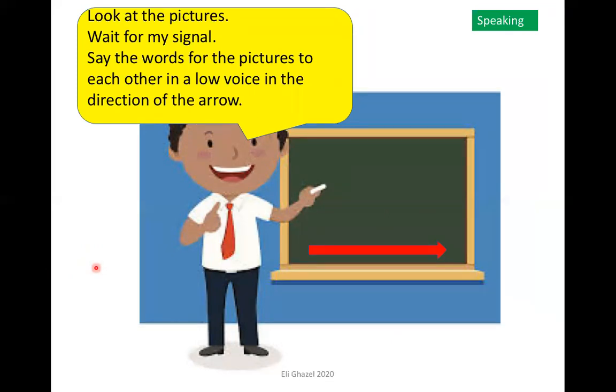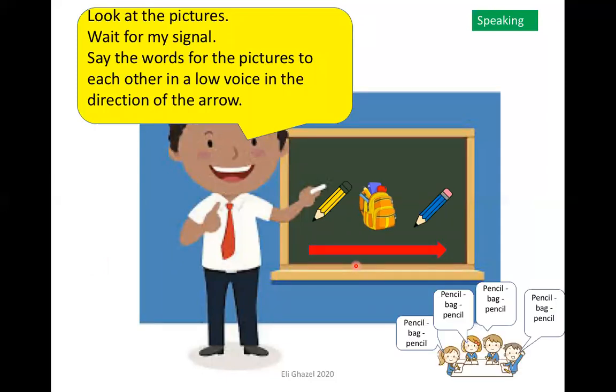Let's try it again. You show a picture. You give a signal, and the kids will go pencil, bag, pencil. Don't point. If you point, then the children will only look at the picture of the word you're pointing to. What we want them to do is to see all 3 pictures and then say all 3 words.